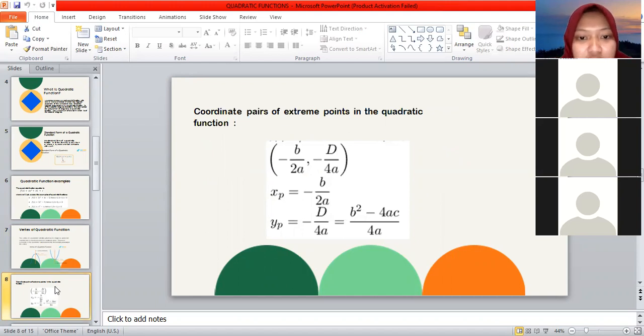xp equals minus b divided by 2a, and yp equals minus d divided by 4a, which equals (b squared minus 4ac) divided by 4a.